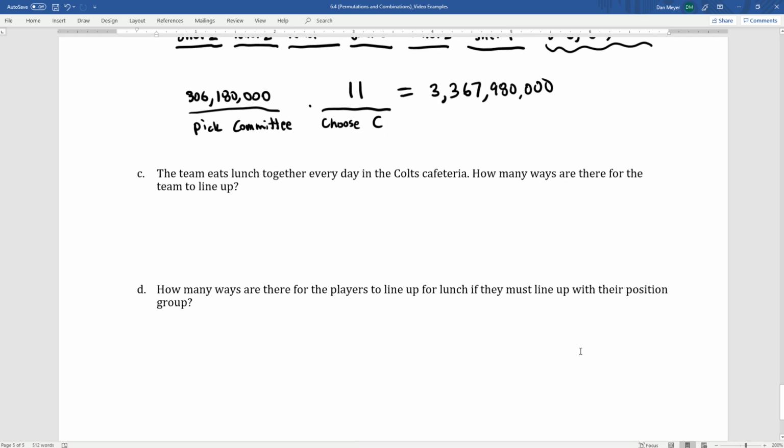Okay. At training camp, the team eats lunch together every day in the Colts cafeteria. We want to know how many ways there are for the team to line up. So we are arranging the 53 members. That is just a straight up permutation problem. So 53 factorial ways to get the job done. And if you type that into your calculator, you get a super huge number, about 4.274 times 10 to the 69, which basically means move the decimal place 69 times and throw in a bunch of zeros. So it's a huge number.